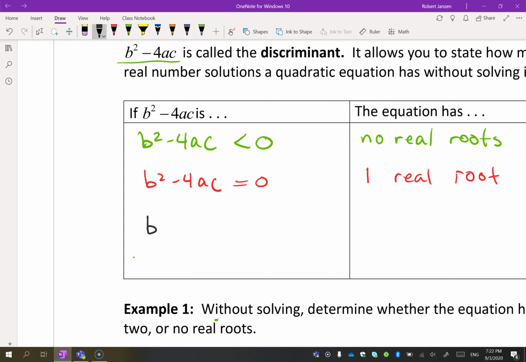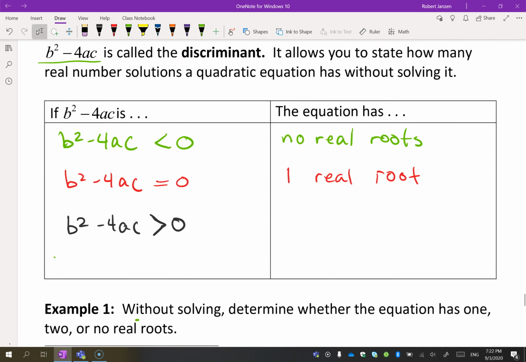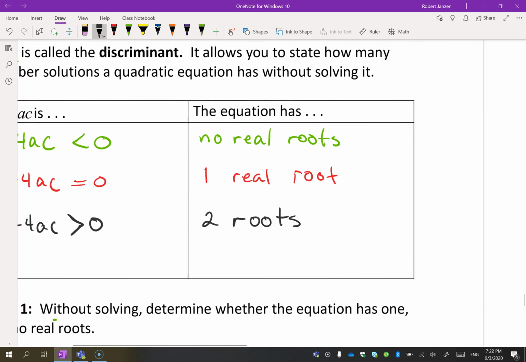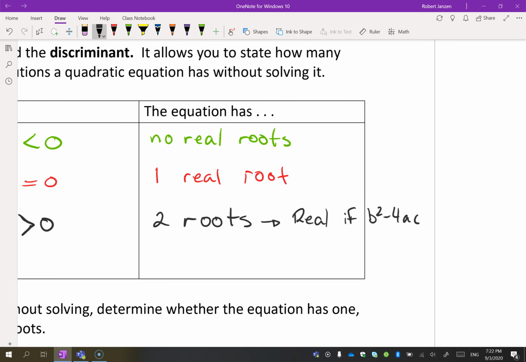Then let's look at if b squared minus 4ac is positive, if it's greater than 0. Well, then you're going to have 2 roots. But this is the one that's important because it's more than just 2 roots. It depends. Okay? There are going to be 2 roots. They will be real if b squared minus 4ac is a perfect square.